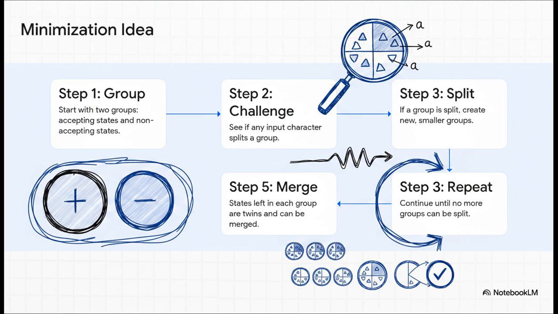Well, the process is this clever game of splitting groups. First, you just make two big piles, all the accepting states in one and all the non-accepting states in the other. That's your first guess. Then you start testing those piles.